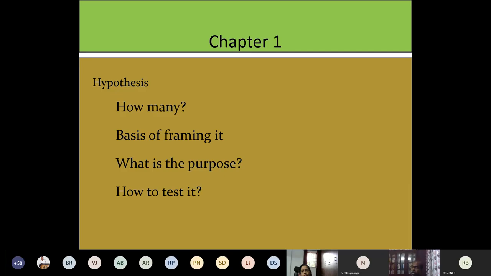In quantitative techniques, you have studied some statistical tools that can be used for testing hypotheses. That I am not talking about at present. The question is, how many hypotheses?